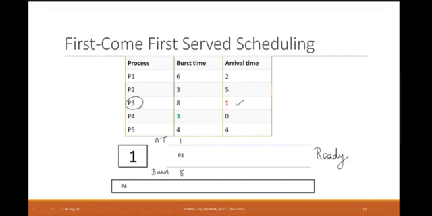Now the time is 1. The process P4 will be under execution. At time 1, it is still under execution. How much of the CPU burst is left? At time 1, the CPU burst that is left is equal to 2. 2 more units I have to execute. Now shall we move on to time 2?